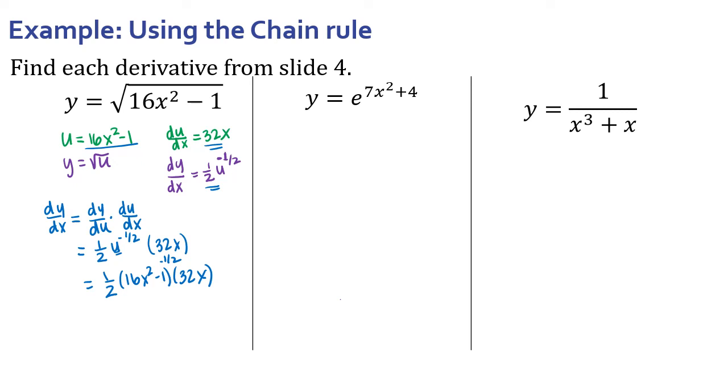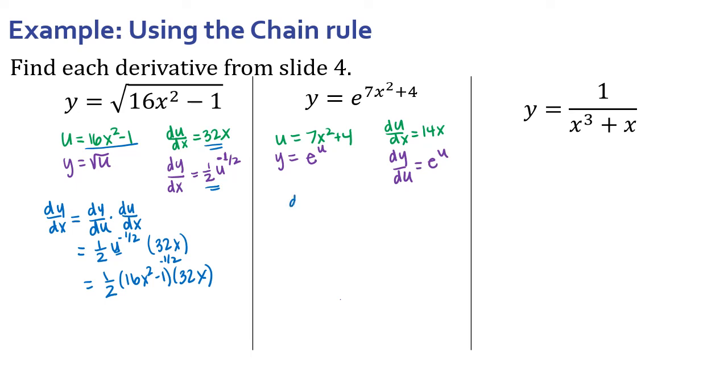All right, next one. So here u equals 7x squared plus 4. The outside function in respect to u is e to the u. Both of these are things that I can actually differentiate. So the derivative of u with respect to x is 14x. The derivative of y with respect to u is e to the u.